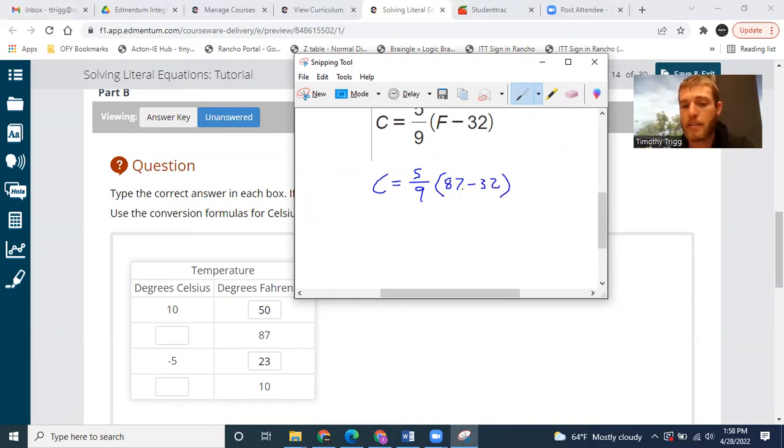Okay, now how do we figure out what this is over here? Well, we do the parentheses first, right? With our order of operations, we do parentheses first. So 87 minus 32. So that's going to give us 5/9 times, what's 87 minus 32? Well, that's 55. C equals 5/9 times 55. So again, you take this 55, multiply by 5, then divide by 9. 55 times 5 divided by 9 gives us 30 point, if you have your calculator, you'll see, and it has 5 repeating forever.